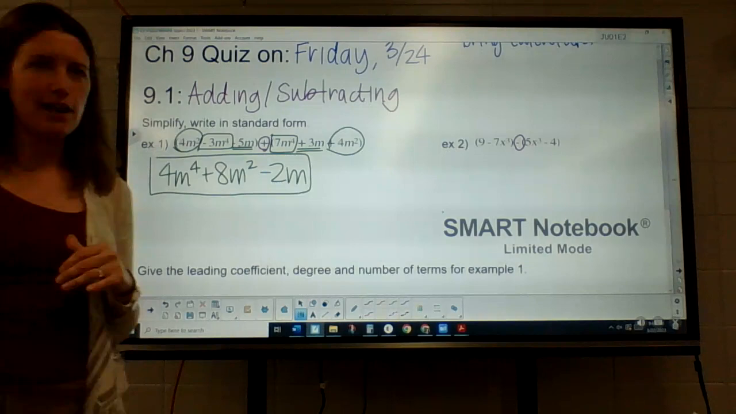So the next thing I ask about here is talking about the leading coefficient, the degree, and the number of terms for this first example. So if you want to take a minute to look at that, see if you guys remember what I meant by that.